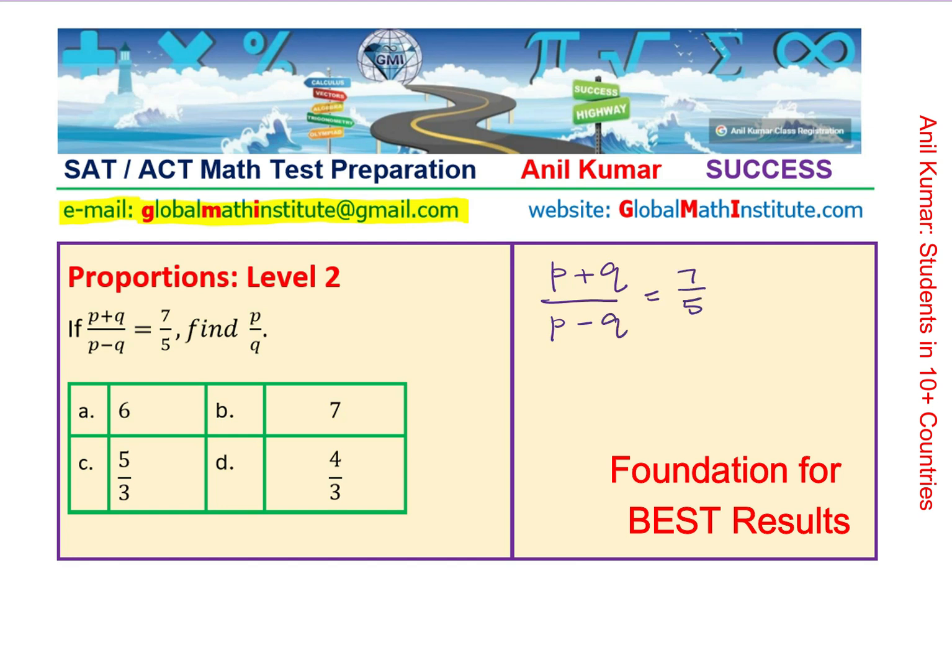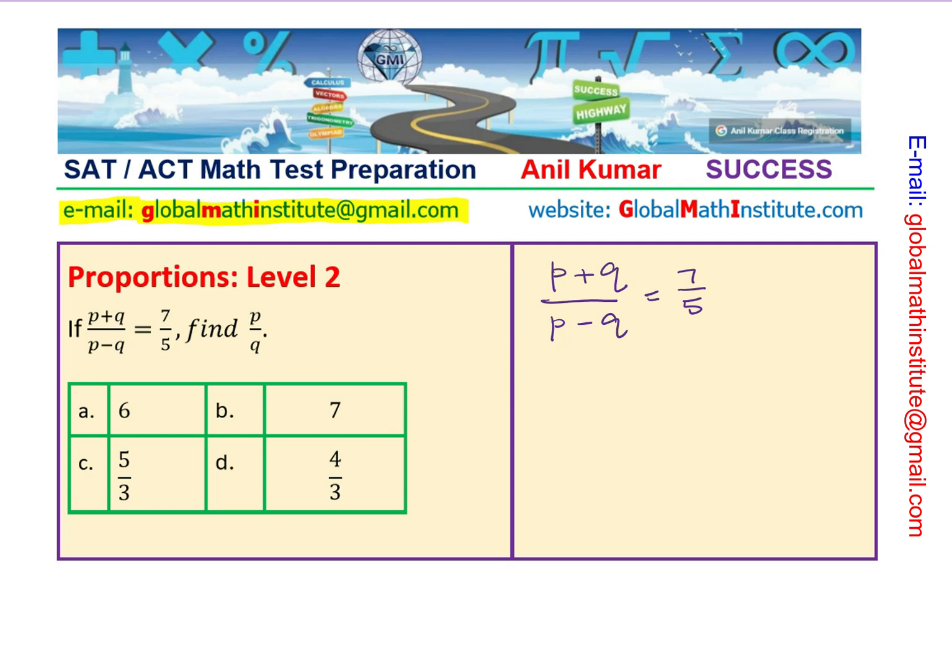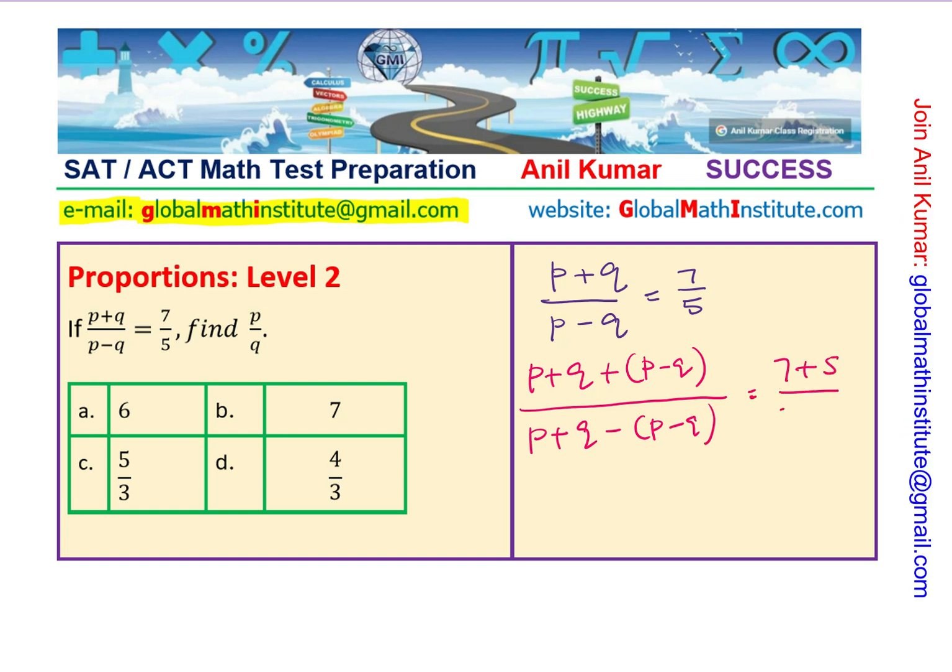Great. So what we are given here is P plus Q over P minus Q is equal to 7 over 5. Now, let's apply this property of componendo and dividendo. That is to say, we'll add P minus Q to the numerator, so we have P plus Q plus P minus Q, and we are going to subtract P minus Q from P plus Q. And here we get 7 plus 5 over 7 minus 5. Does it make sense, right?